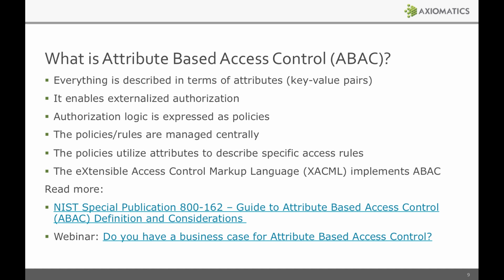ABAC also enables what we like to call externalized authorization, meaning that instead of implementing thick authorization logic within your different applications and layers, we're going to extract that authorization, centralize it, and manage it in that central location, and then enforce it where it matters. And this is where the API gateway comes in. It acts as the enforcement point, the enforcer of that externalized authorization logic.